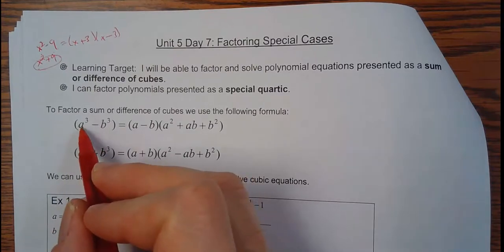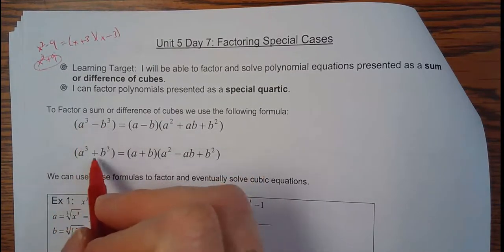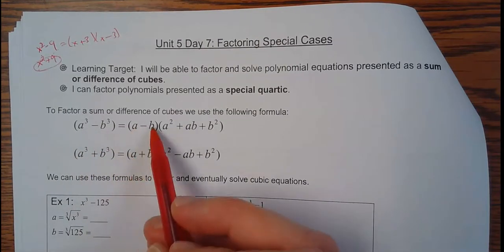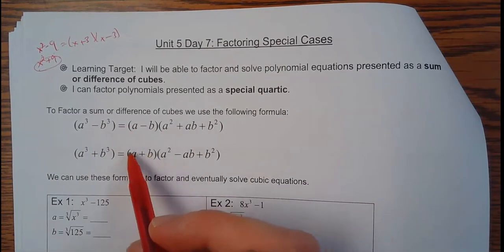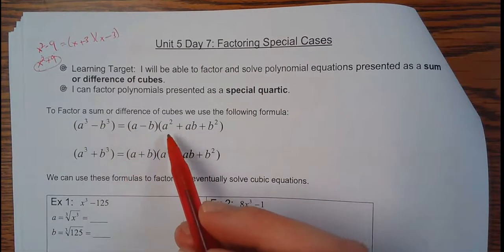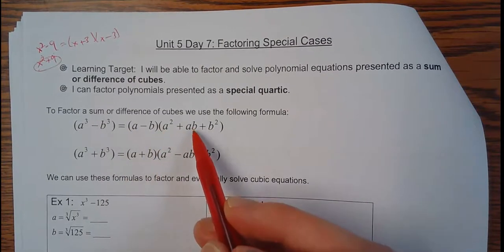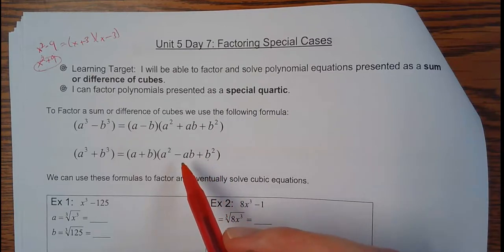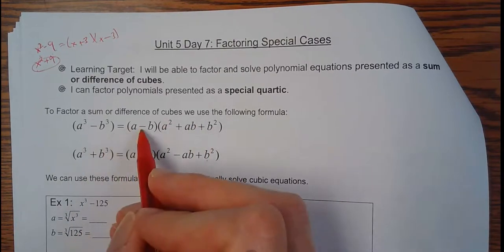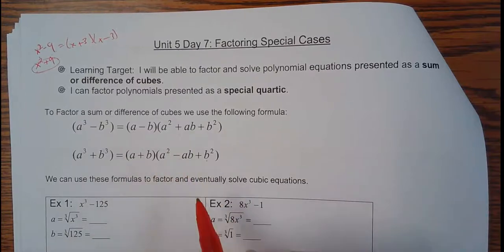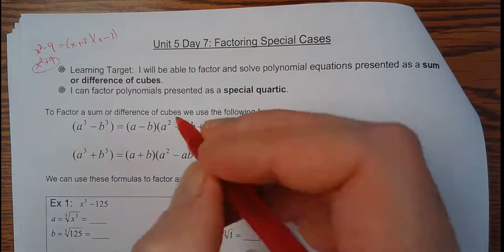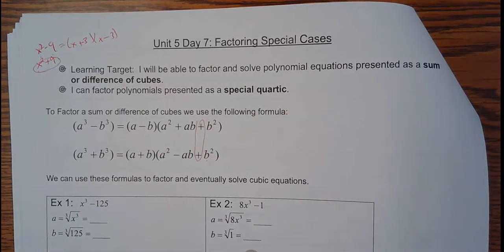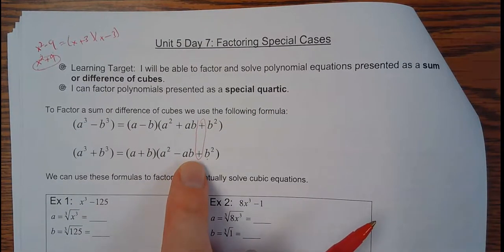So if you look at these, no matter what, it's the same pattern except for the signs. They both start with A and B as a binomial, and then they have a trinomial with a squared, ab, and b squared. The only difference is the signs between them. One of them has minus plus plus, the other one's plus minus plus. I think the easiest way to memorize it, first off, is that it always ends in plus no matter what. The third sign is always plus.